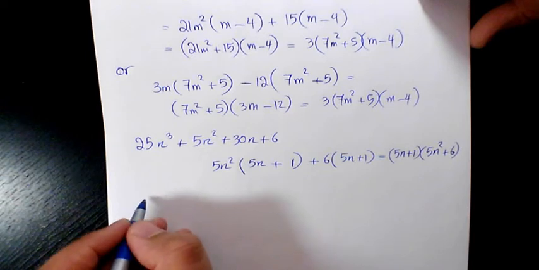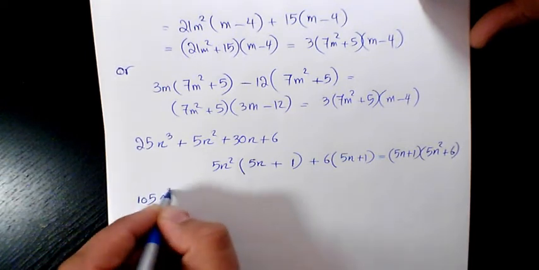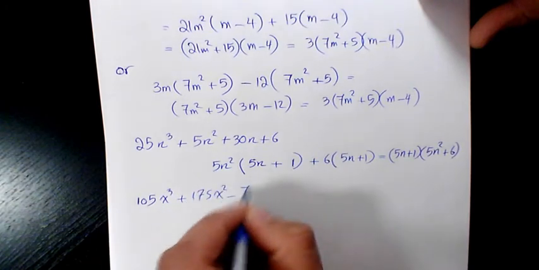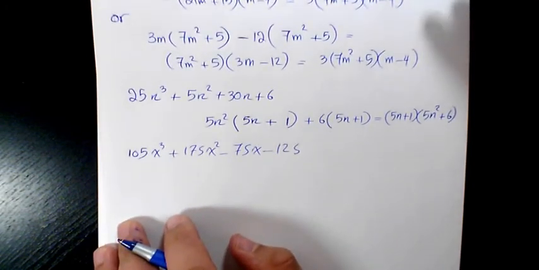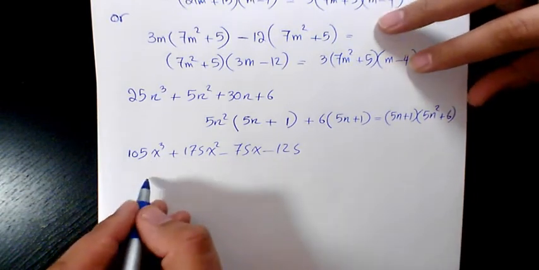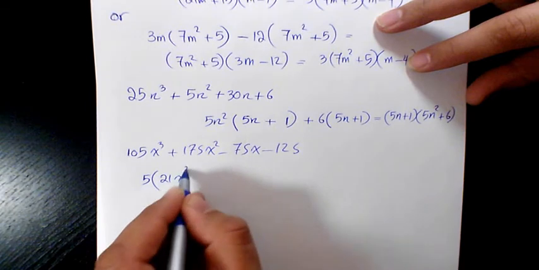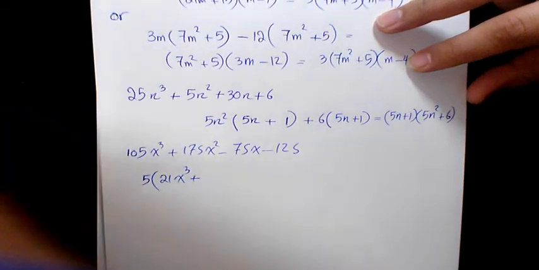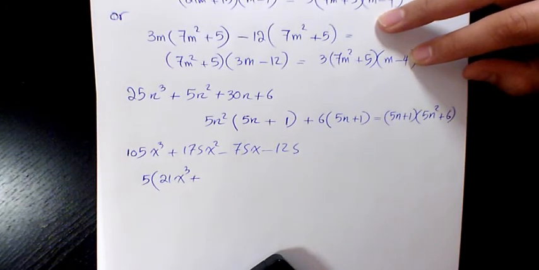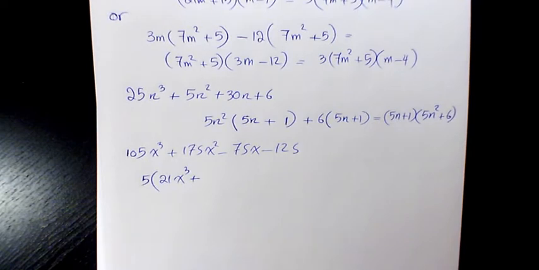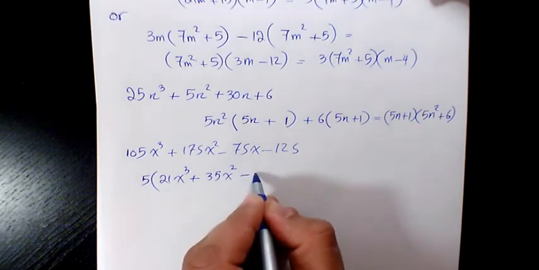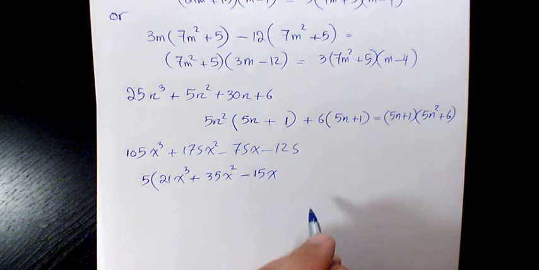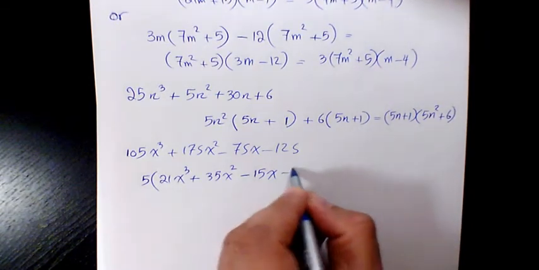Next example is going to be 105x cubed plus 175x squared minus 75x minus 125. So first of all, we can factor the whole thing by 5. 21x cubed plus 175 divided by 5 is 35. 75 divided by 5 is going to be 15. 125 divided by 5 is going to be 25.